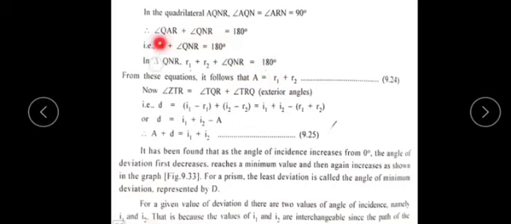Comparing these two equations, the right-hand sides are both 180 degrees and angle QNR is the same in both, so angle A is equal to R1 plus R2. Hence it follows that A is equal to R1 plus R2. This is equation number 9.24. Now the angle TZ is equal to TQR plus TRQ.